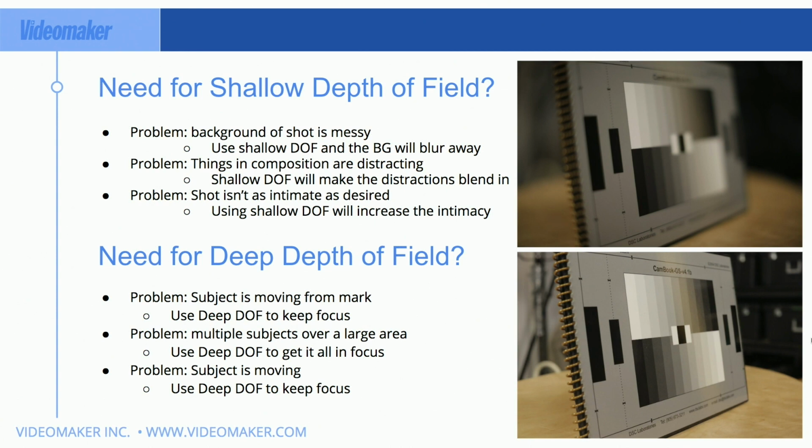So problem here, multiple subjects over a large area. So this might be that you have a classroom and you have the teacher teaching the class, and instead of shooting the point of view of the teacher or of the students, you're shooting kind of a profile of both, and you have students all the way across the classroom, and all of them matter. Their interaction with the scene matters, and their reaction to maybe what the teacher's saying matters. So you want to have them all in focus, because you want the audience to be able to have that feeling and that connection with all of the audience members, or all of the actors in the scene.